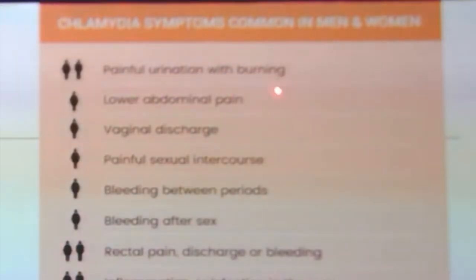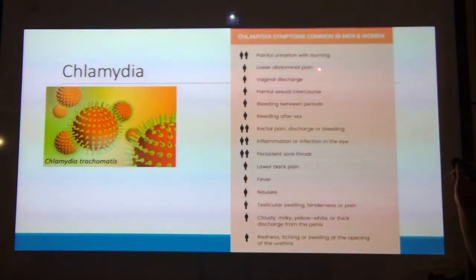Painful urination with burning. Female only, lower abdominal pain. Female only, vaginal discharge. Female only, painful sexual intercourse. Female only, bleeding between periods. Female only, bleeding after sex. Both female and male, rectal pain and discharge or bleeding. Male and female, inflammation or infection in the eye.